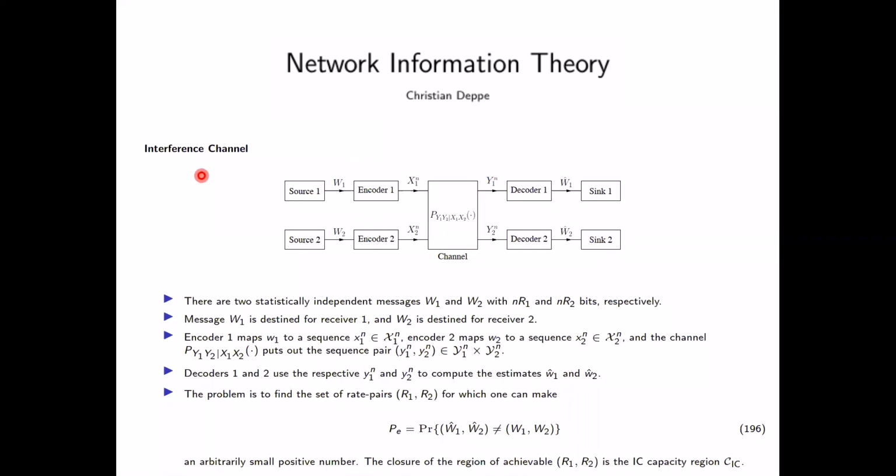Now we start with a new model, the interference channel. In this case, we consider two sources which give their output to an encoder. Encoder 1 and encoder 2 both produce a sequence of length n, x1 to the n and x2 to the n, which goes through a channel. The channel puts out y1 to the n and y2 to the n, depending on the two inputs x1 to the n and x2 to the n.